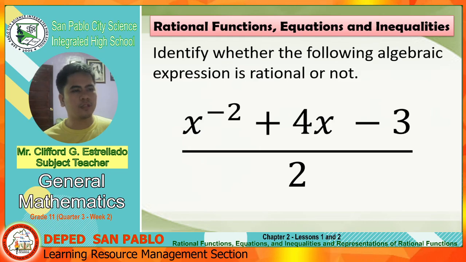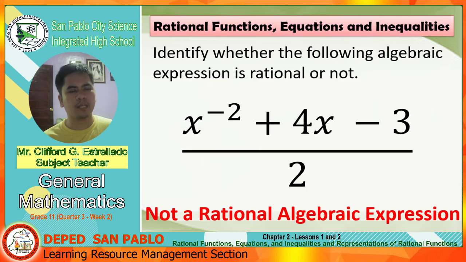We have x raised to negative 2 plus 4x minus 3 over 2. Okay? It is not a rational algebraic expression. Why? Because on our numerator, the first term has an exponent of negative 2. And it denotes that the numerator is not a polynomial. Because when we say polynomial, the exponent must be a whole number.